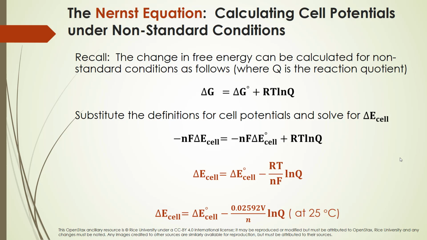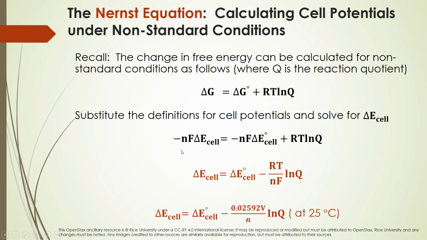Reminding ourselves, the change in free energy can be calculated for non-standard conditions using this equation. And we saw this in the thermodynamics chapter. We saw the free energy under non-standard conditions is equal to the standard free energy plus a correction term, RT natural log of Q. And remember that Q is the reaction quotient. Now we're going to substitute our definitions for the cell potentials into our equation for delta G, and then we're going to solve for cell potential under non-standard conditions.